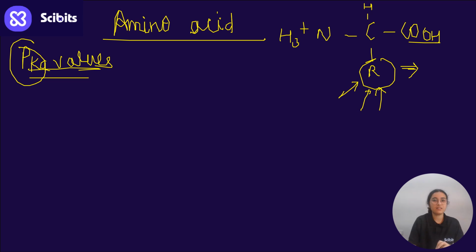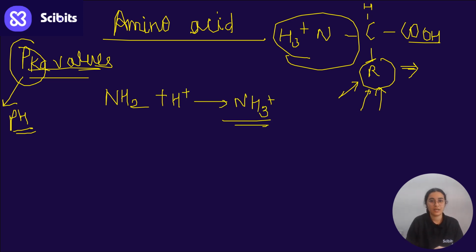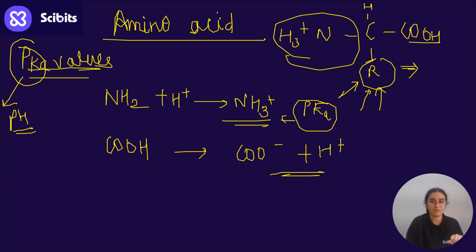So pKa means the pH at which a particular group or ion, this particular side chain molecule, will become dissociated. If I talk about this NH2, it will gain a hydrogen and will become protonated, right? But if I talk about this carboxylic group, it will be deprotonated. Great. So there is a pH at which this reaction will be favored. There is a pH at which this reaction will be favored. Similarly, these reactions exist for R groups as well.